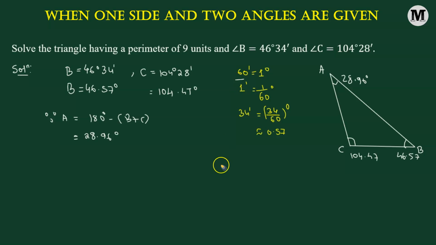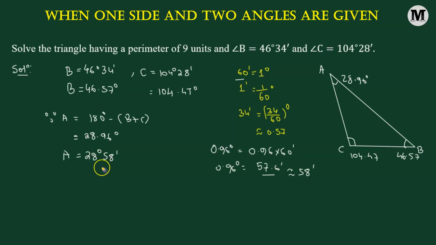So here again we can use this particular conversion. So we have 0.96 degrees, and if we want to convert it to minutes, all we have to do is take 0.96 and multiply it with 60 minutes. So that's going to give us 57.6 minutes, and that means 0.96 degrees is equivalent to 57.6 minutes, or approximately 58 minutes, which means angle A can also be expressed as 28 degrees and 58 minutes. So we have successfully obtained the angle measure for A, that came out as 28 degrees and 58 minutes.